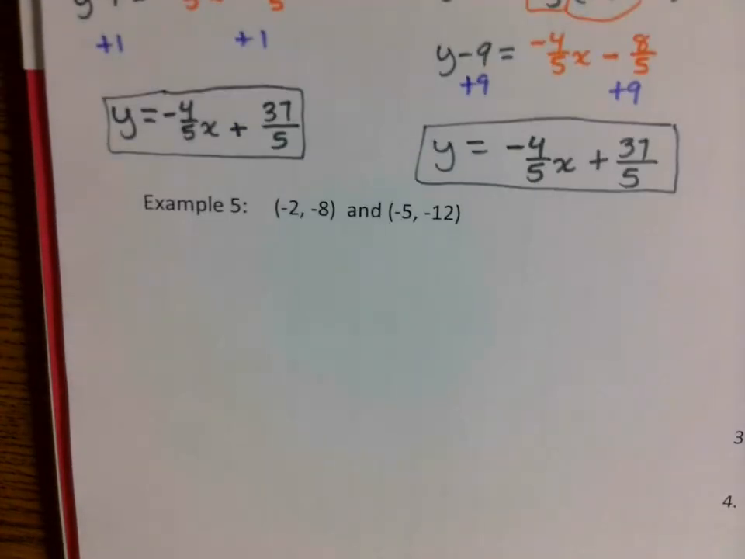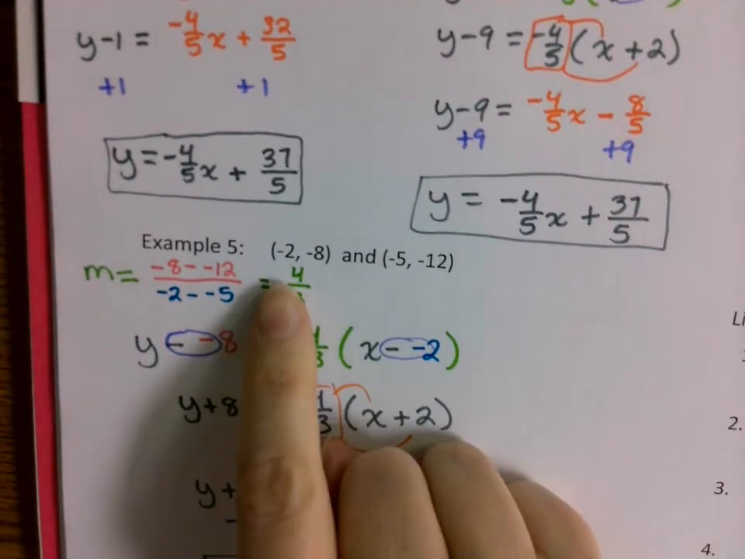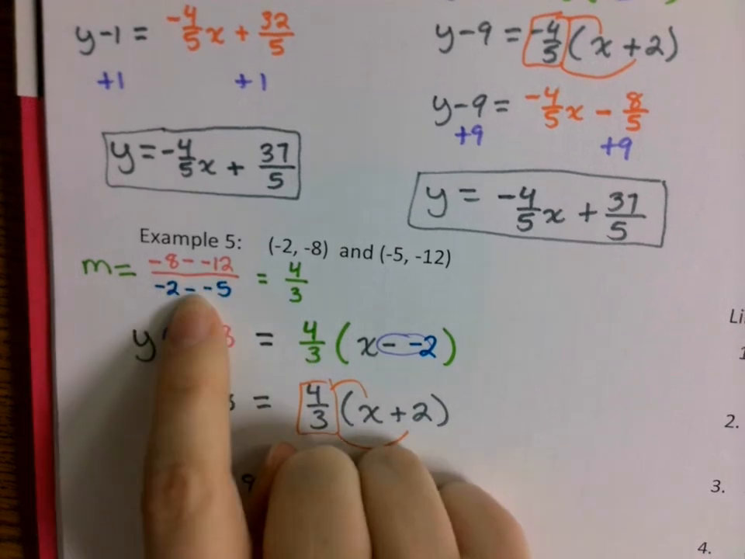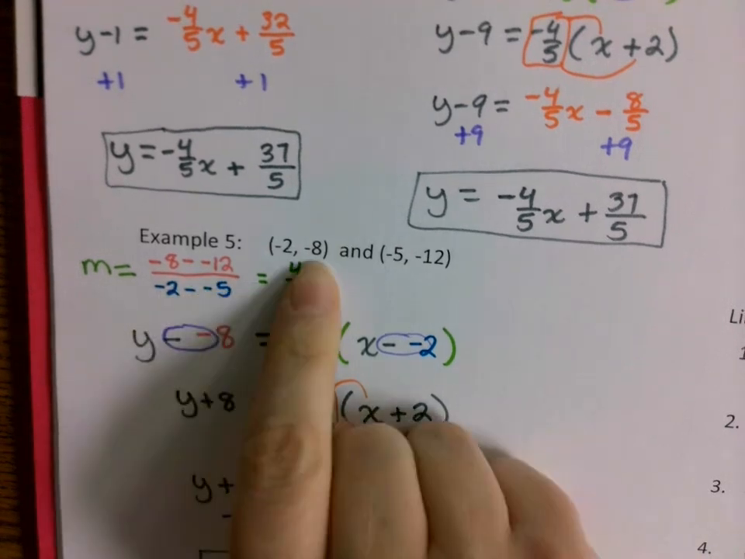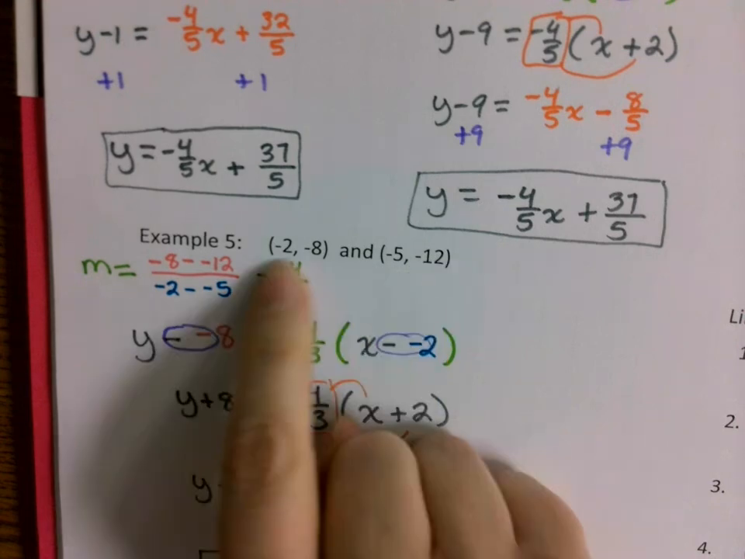All right, let's take a look. First thing that we had to do is find the slope. So you're going to take the difference of the y's over the difference of the x's. If I did negative 8 minus negative 12 and then negative 2 minus the negative 5, that's going to give me a positive 4 over positive 3.